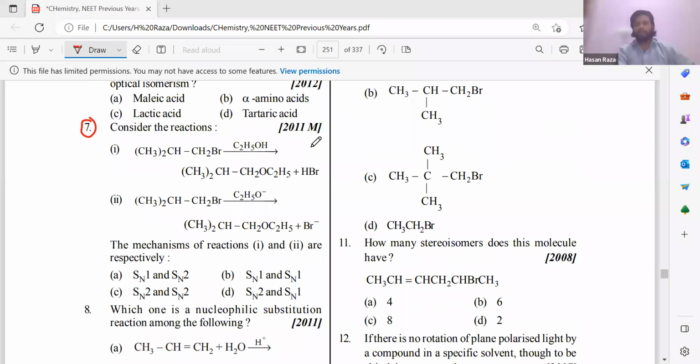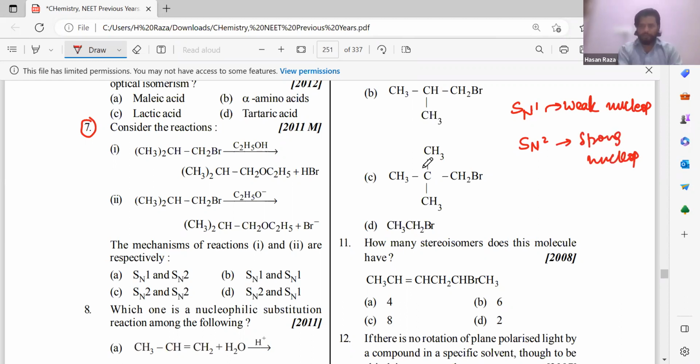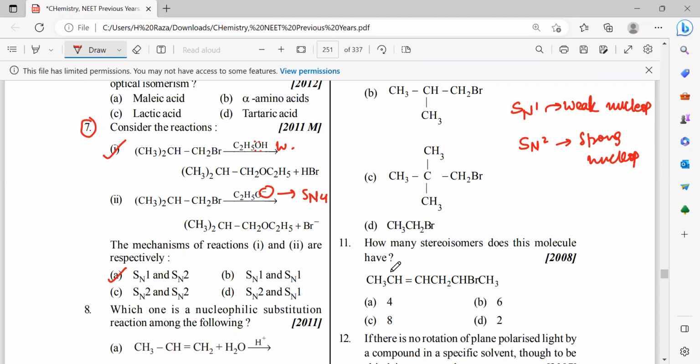Always keep it in mind that SN1 can occur with a weak nucleophile, and for SN2 we need a strong nucleophile. So as you can see, C2H5OH, in which a lone pair is there, is a weak nucleophile, and here a negative charge means a strong nucleophile. That's why the first one is SN1 and the second one is SN2. Is that clear? These are some points that you need to remember and take care of. Okay. Yes, sir. Okay.